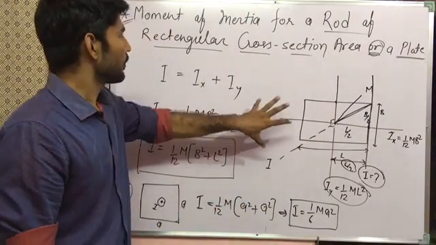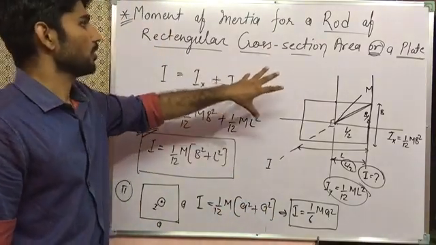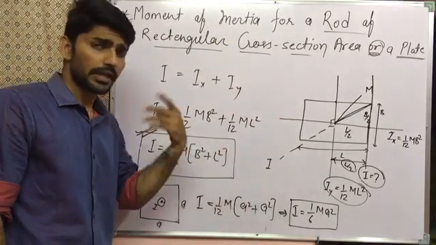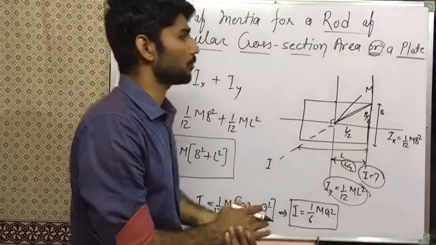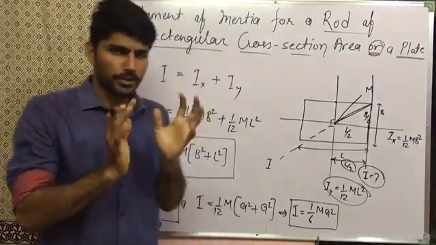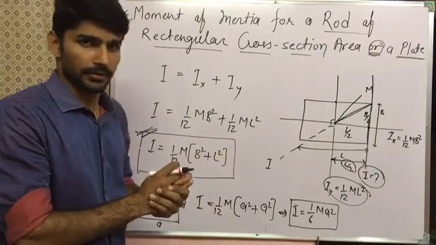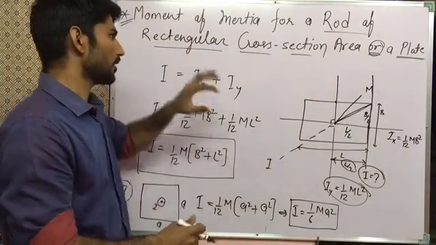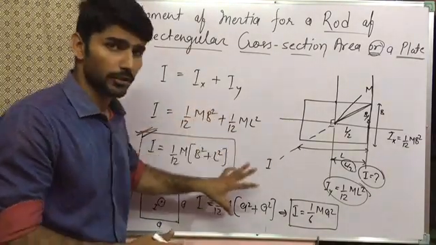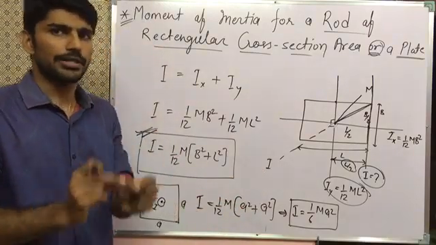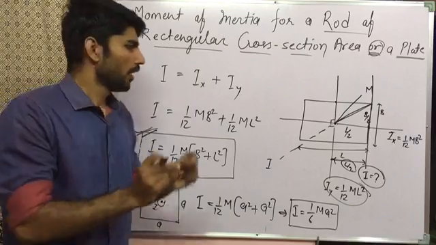So here we complete the moment of inertia about a rod or a rectangular cross-sectional area and a plate. In the next video we will determine the moment of inertia for a solid sphere, after that a hollow sphere and a cylinder. So these cases are left. We completed here today. Please make the notes, revise it, and solve all the examples and numericals from your textbook.